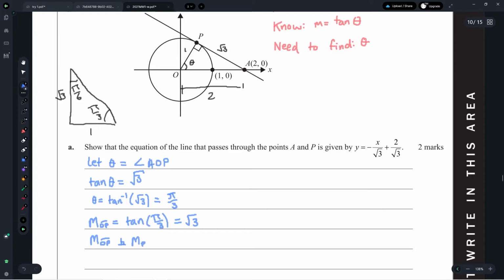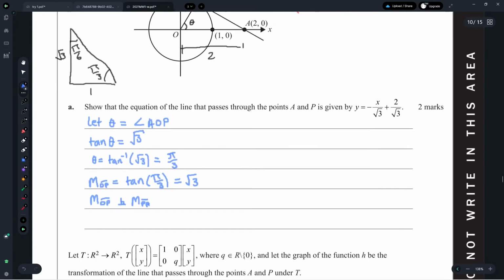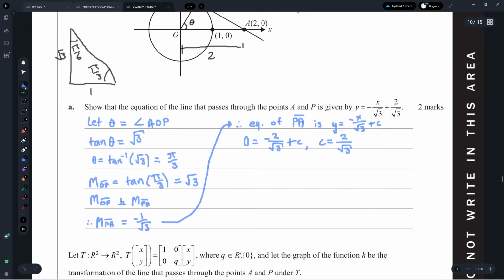We know that the line P to A is perpendicular to O to P, so it's going to be the negative inverse of the gradient, so it's -1 on √3. And now we know the equation of AP, or PA, is y equals the gradient times x plus c. So we know the gradient's -1 on √3, and now we also know that A, which is on the line PA, has points x equals 2, y equals 0, because A is (2, 0). And we just sub that in to find what c equals. C equals 2 on √3, and now we just rewrite it out.